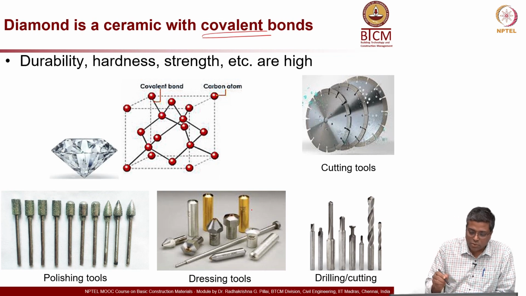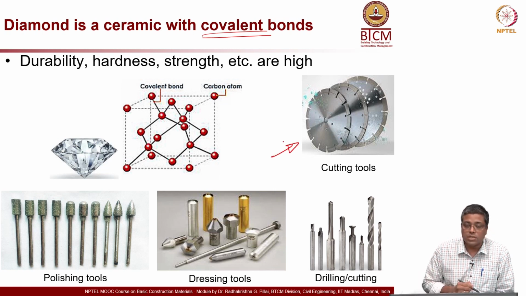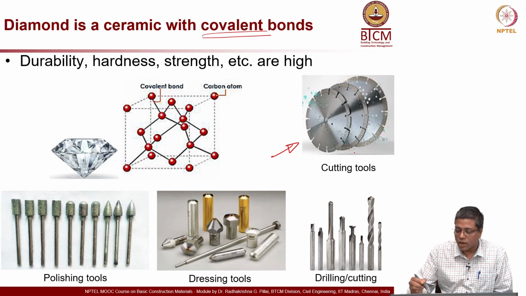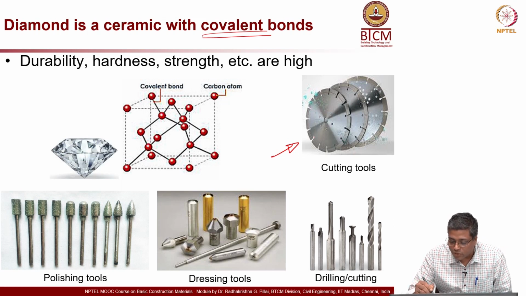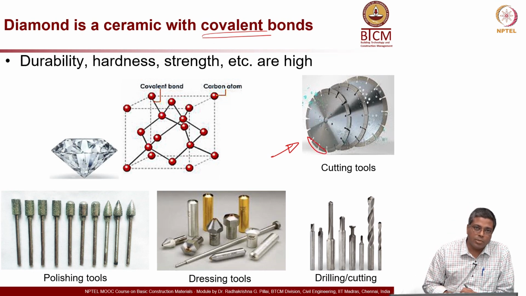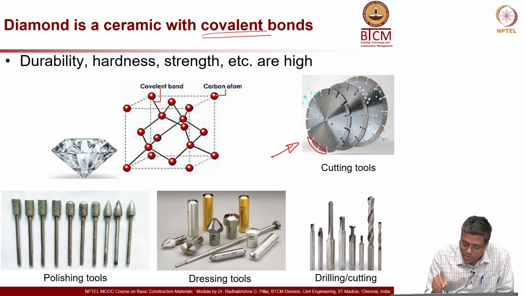I just want to make sure, for example, this cutting tool which you see, it is not that the entire blade is made out of diamond. You have only a tip of that tool, because it is very costly. So, the tip is actually made of diamond. For example, in this case here, you can see these tips are made of diamond, of these polishing tools.